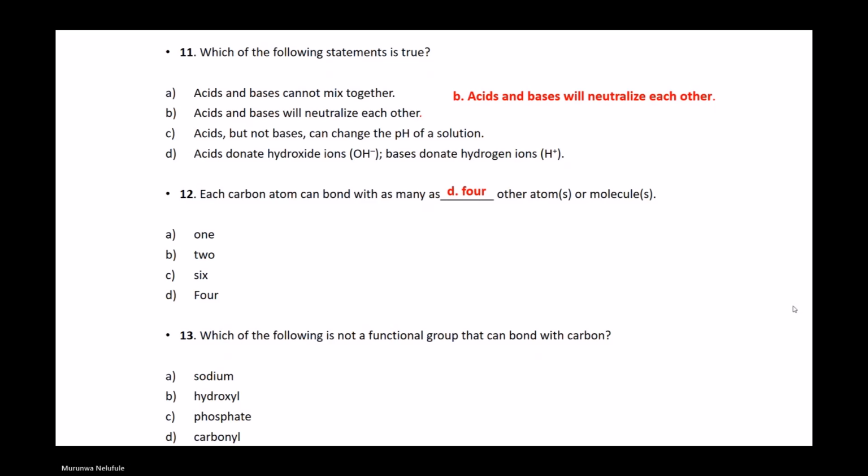Which of the following is not a functional group that can bond with carbon? It's easy, this one. The one which can bond with carbon. Well, is sodium a functional group? I don't think so, because I'm saying hydroxyl, I know it's a functional group. Phosphate, carbon, no, but sodium. Think of the one that cannot bond with carbon. When you are looking at those structural forms that we were checking last week. I think it has to be phosphate, sir. So I think it's sodium.